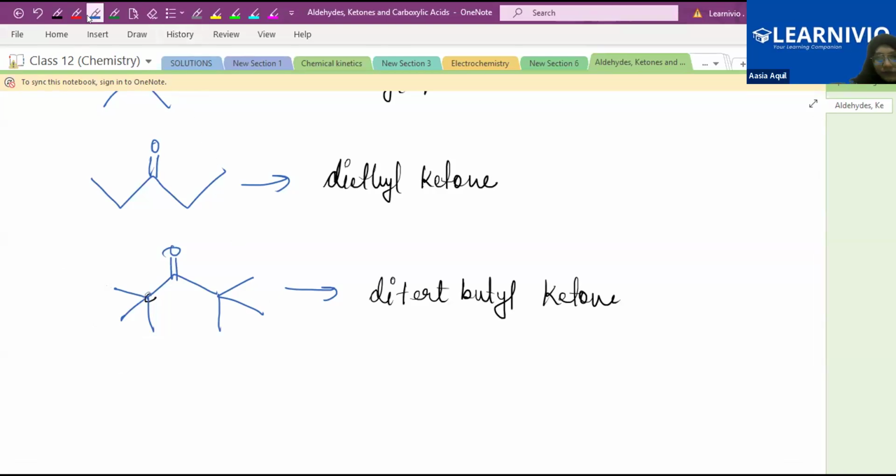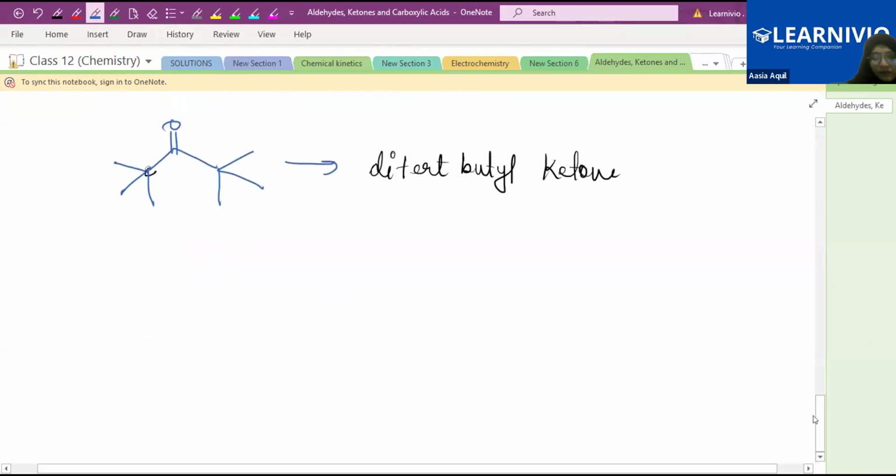Okay. Now, some more important. Let's do some miscellaneous nomenclature. Suppose this is your benzene ring, and a CHO group is attached to the benzene ring. So this is benzene plus aldehyde. Benzene plus aldehyde, they combine and form benzaldehyde. What is the name of this compound? This is benzene plus aldehyde, so benzaldehyde.